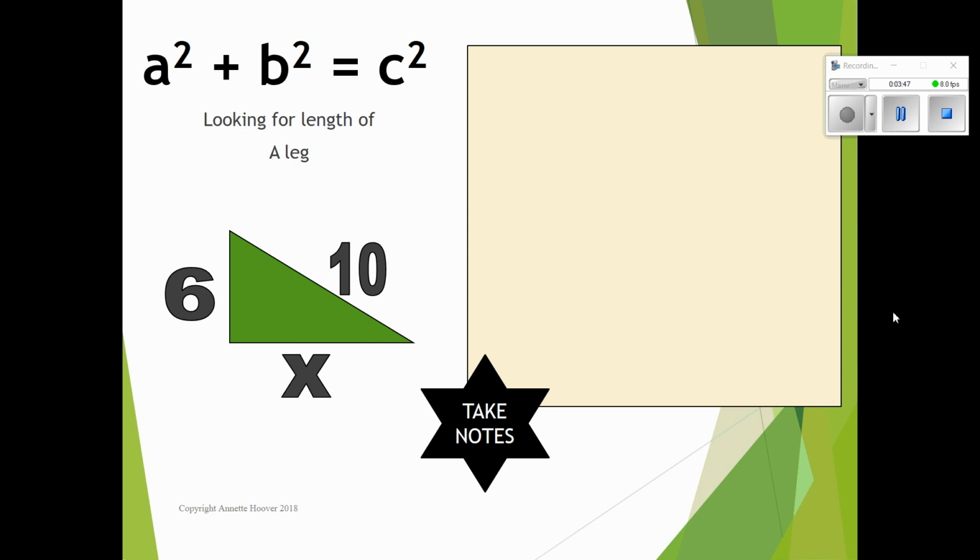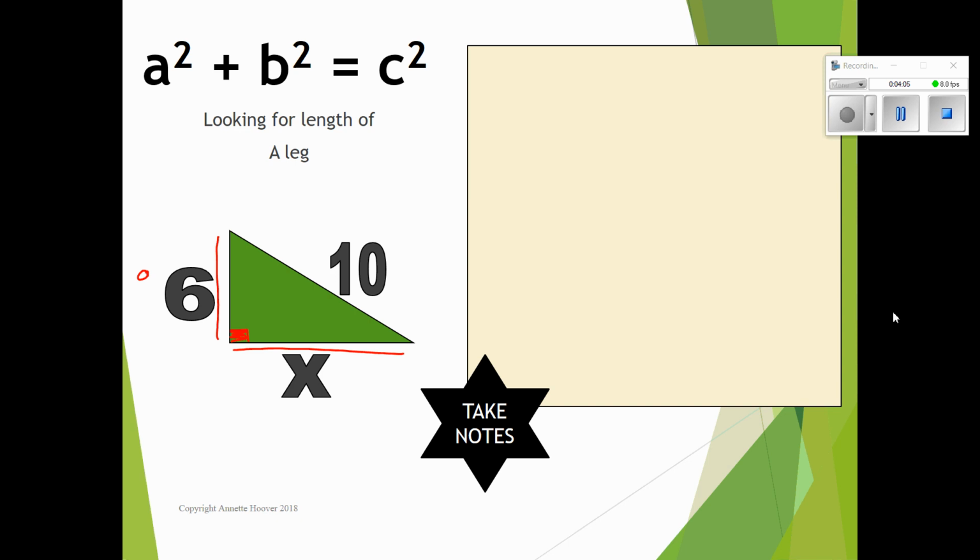Now, the nice thing about the Pythagorean theorem is that you can find any of the missing sides. You can find the hypotenuse, which was C, or you can find one of the legs. It works the same way. On this right triangle, you'll notice here's the right angle. Here are the legs. This time we're looking for either A or B.